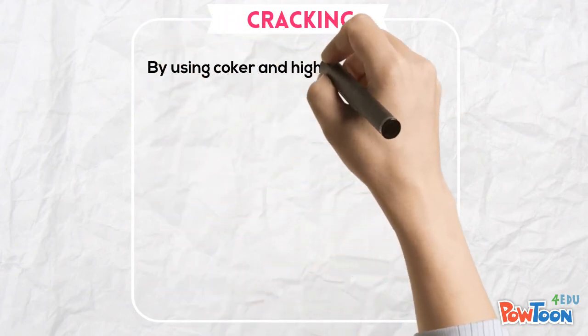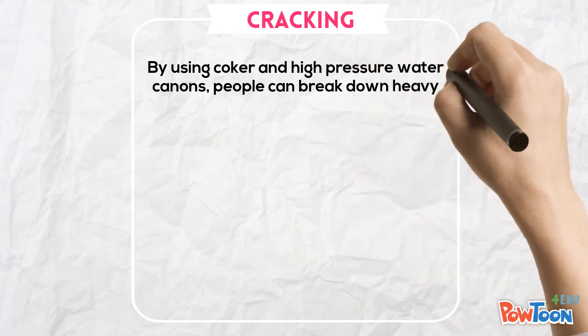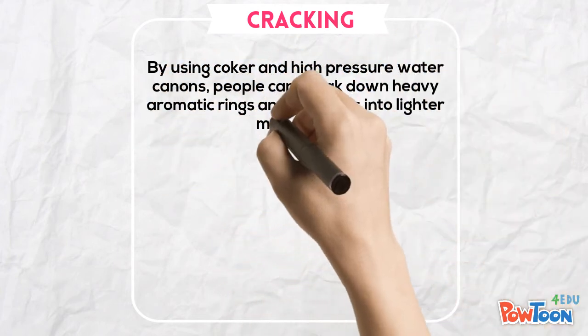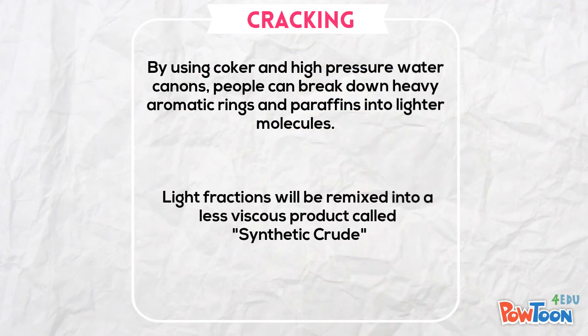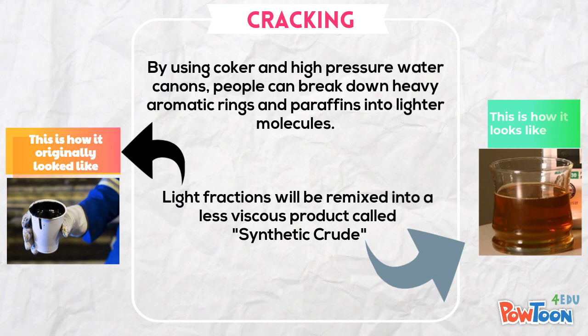The process of bitumen cracking relies on using coker and high-pressure water cannons to break down heavy aromatic rings and paraffins into lighter molecules, which would then be made into synthetic crude, a less viscous product, so it will be easier to pump and be transported.